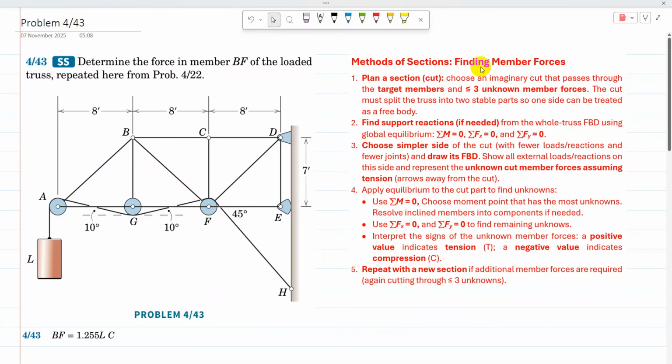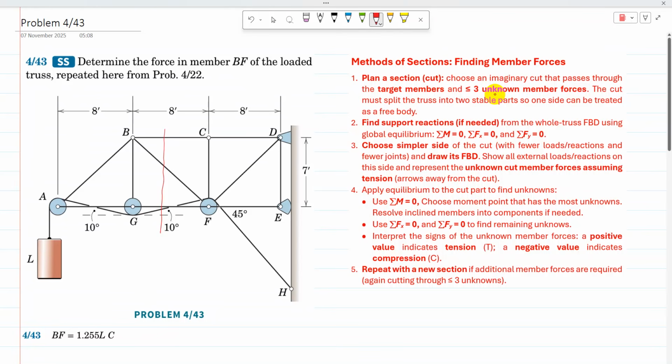So, steps to find member forces in the method of sections. The first step is to plan a cut. Choose an imaginary cut that passes through the target member, which is BF, and with three or fewer unknown member forces. So the possible cut here is this one. The cut is going to pass through three members: BC, BF, and GF.